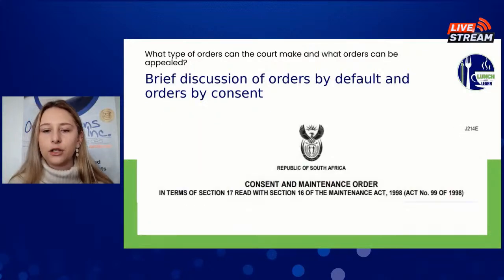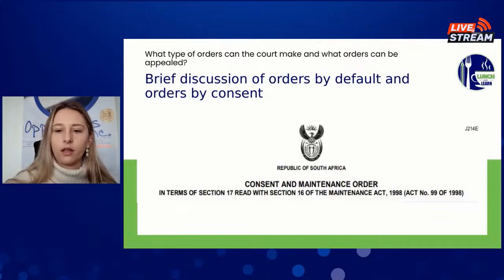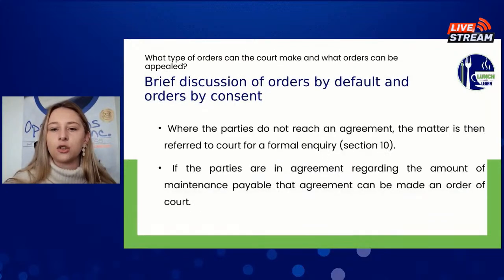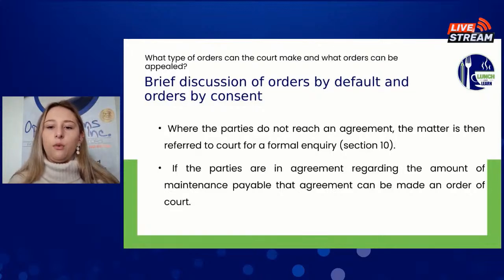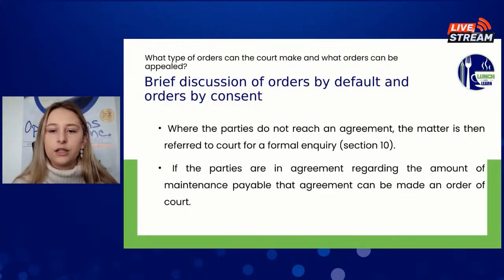So the form looks like this. It is our J214, the consent and maintenance order in terms of Section 17, read with Section 16 of the Maintenance Act, which we have said is the types of orders that a court can make. And then a consent order is just one of those orders that the maintenance court is able to make. So, where the parties do not reach an agreement, the matter will then be referred to court for a formal inquiry in terms of Section 10. So, if an agreement is reached, that agreement is signed by the applicant and the respondent and can be made an order of court. But if agreement is not reached, it will be sent to a formal inquiry in terms of Section 10. So, there has to be an agreement in terms of the amount of maintenance that should be paid, and then that agreement is signed and made an order of court.